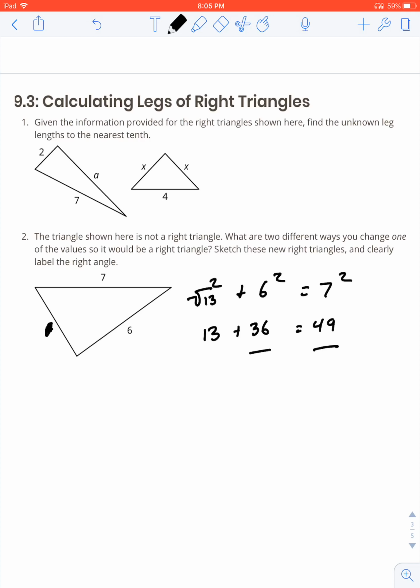And then the same can actually be said the other way around. 4 squared plus some mystery number squared equals 7 squared. Okay, well, 16 plus what equals 49? Well, we can do the exact same thing: 16 plus 33 equals 49, and then what number squared equals 33? Well, that would be the square root of 33. So that's our other way that we can create a right triangle, okay?